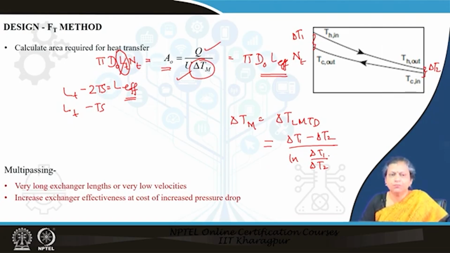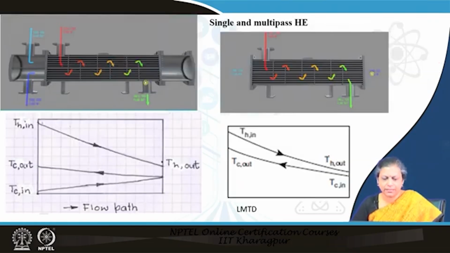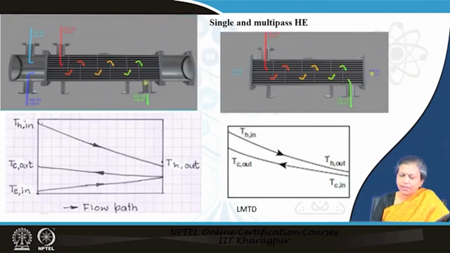Now, remember one thing, while multipassing definitely increases the exchanger effectiveness, quite naturally if you are going for longer tubes, it is going to entail a higher pressure drop. But multipassing is something which we have to consider when we are going for a shell and tube exchanger. In fact, this is one thing which distinguishes shell and tube exchanger from double pipe exchanger. Now, when you have multipassing, what happens?